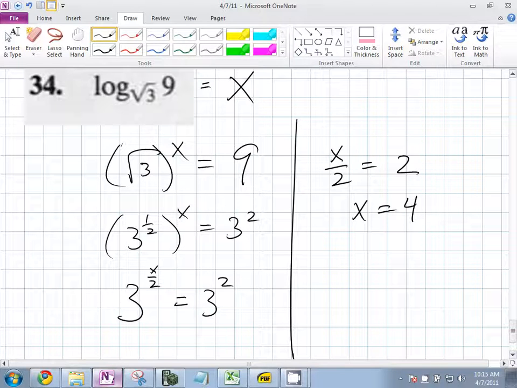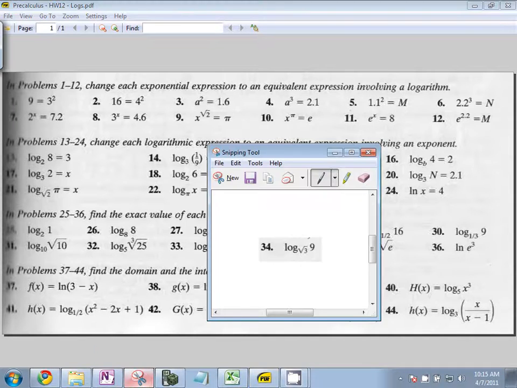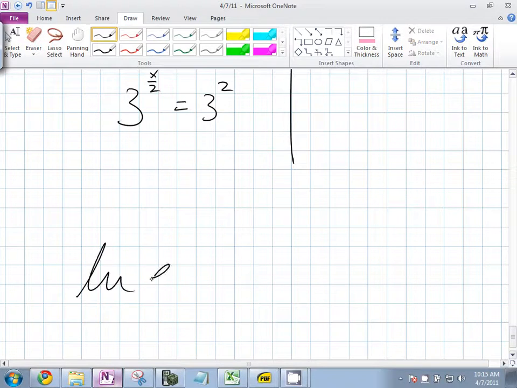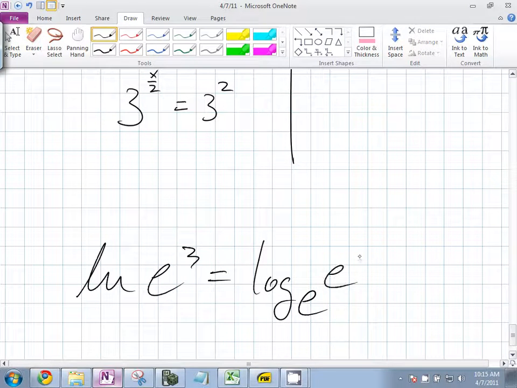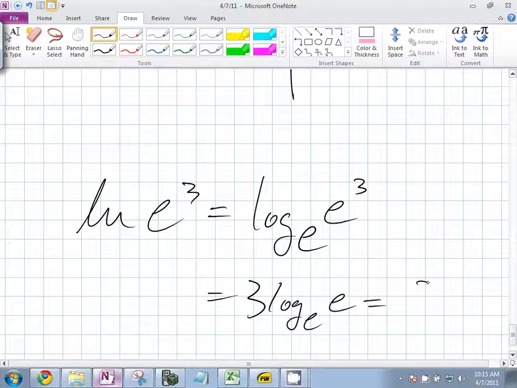Okay. Any others on 25 through 36? How about 35 and 36? Okay, let's do one of them. ln of e to the third. Oh, you can do that one. ln e to the third, right? That's log base e of e to the third. That's 3 log base e of e, which is 3. All done.